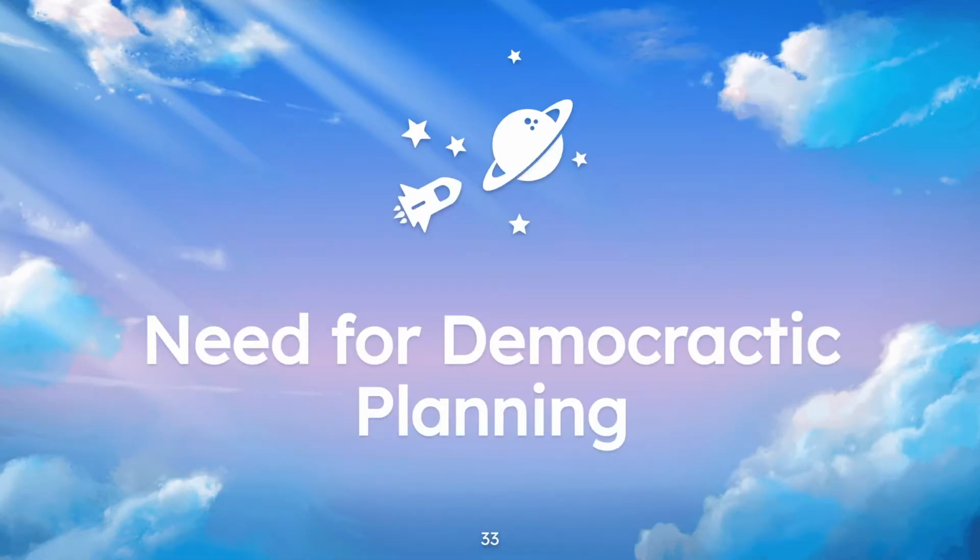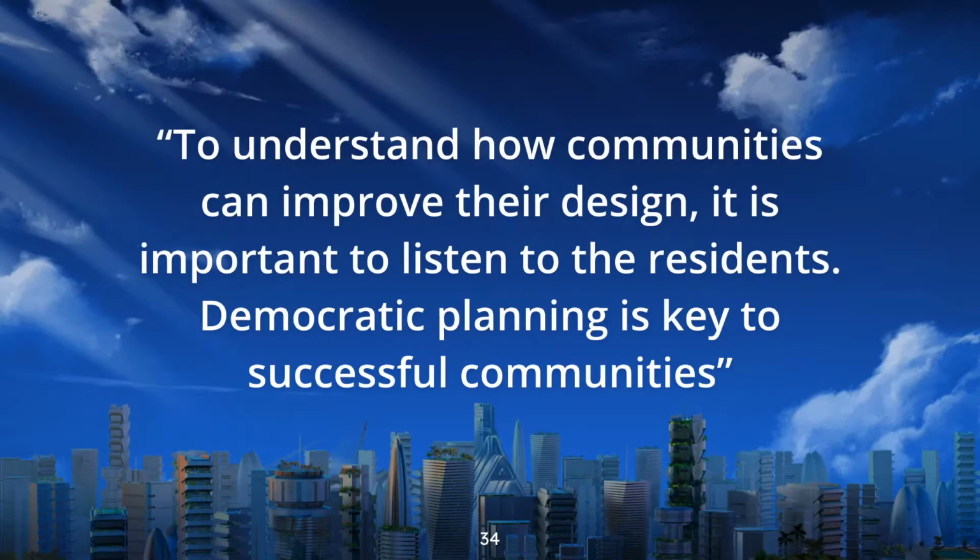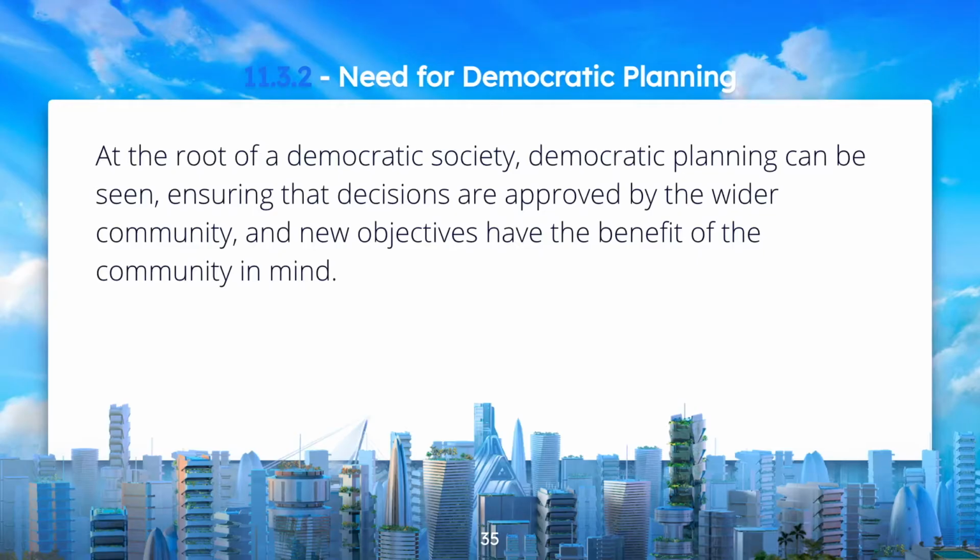Finally, the fourth problem under SDG 11.3 is the need for democratic planning. This is perhaps the most important problem. To understand how communities can improve their design, it is important to listen to the residents. Democratic planning is key to successful communities. At the root of a democratic society, democratic planning can be seen, ensuring that decisions are approved by the wider community and new objectives have the benefit of the community in mind.